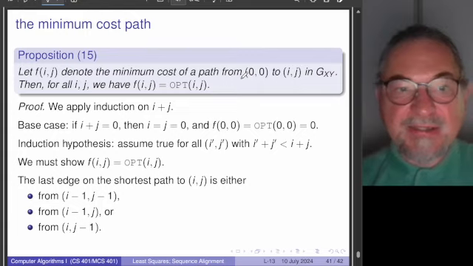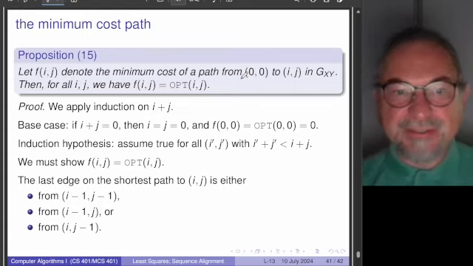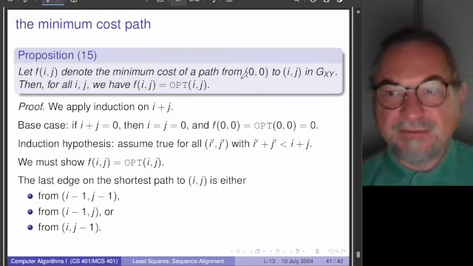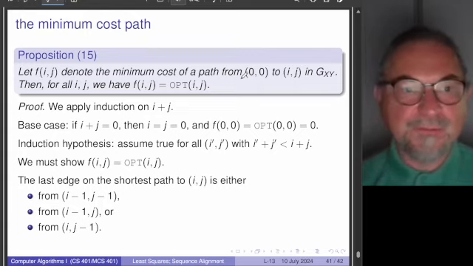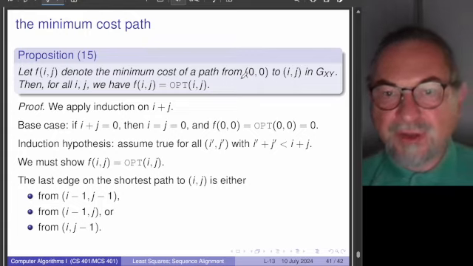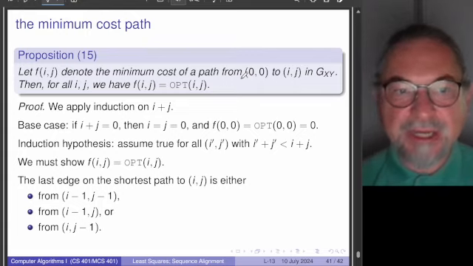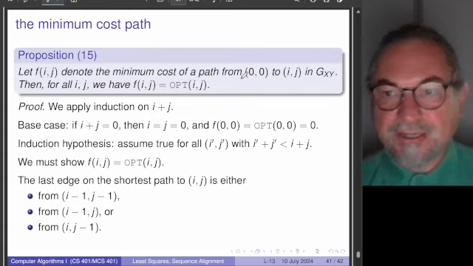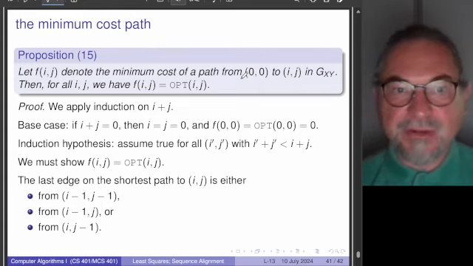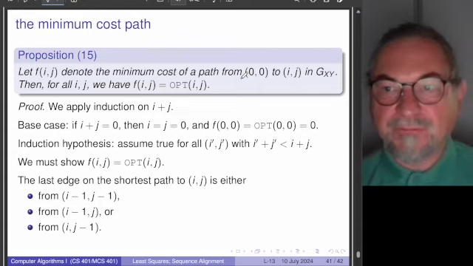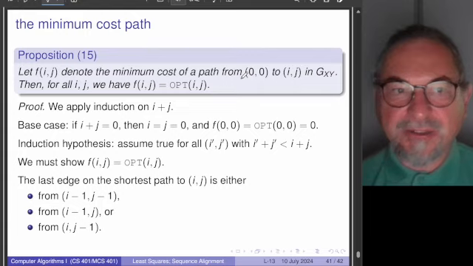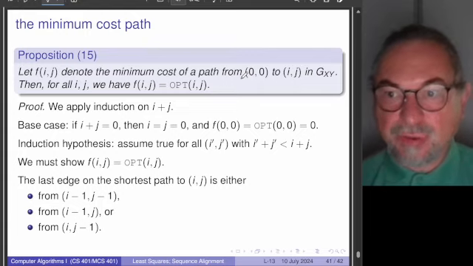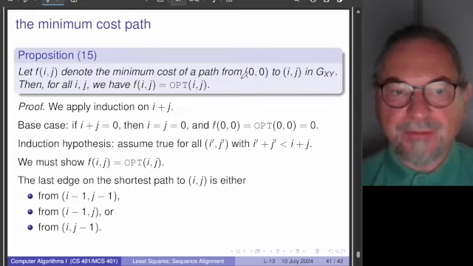In the base case, when i plus j equals 0, then they both need to be 0, and at 0 we indeed have 0. So now we assume that it is true for all pairs of indices where the sum is strictly less than i plus j. And then we will show that the function that we compute on this graph actually gives us the optimum value. So the minimum cost of a path that ends in node ij lists correctly the optimum value.